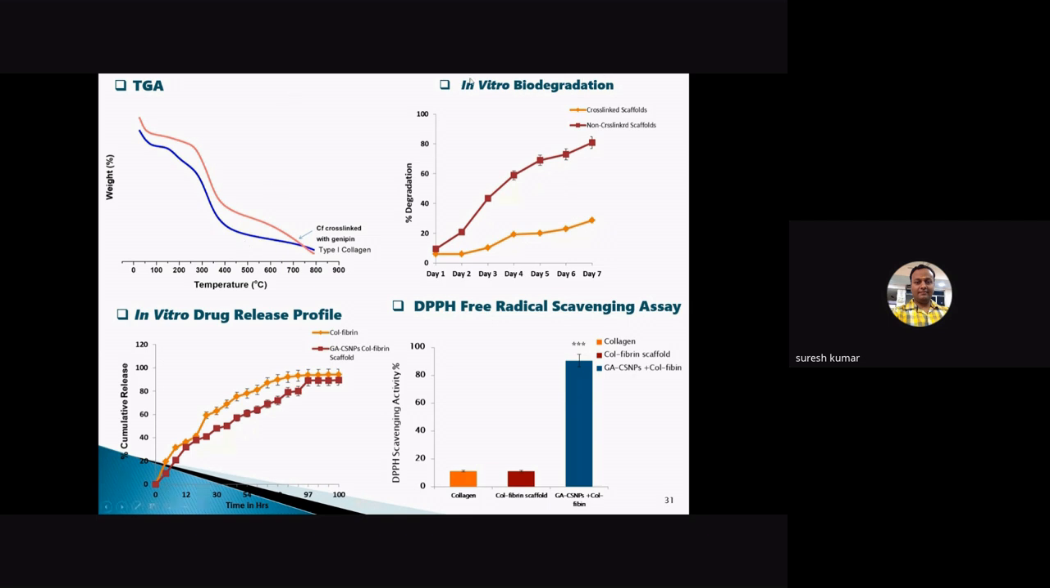So in vitro biodegradation we have done by using lysozyme, that enzyme that is present in our system. So comparing with the non-cross-linked scaffold, the cross-linked scaffold leads to sustained degradation, which could be very helpful for the material preparation. Followed by the in vitro drug release profile that was also carried out between 0 to 100 hours. We can see the sustained drug release in the gallic acid containing collagen fibrin scaffold as compared with the collagen fibrin scaffold. And we also did the similar DPPH assay in both the collagen fibrin scaffold and the polyphenol gallic acid containing collagen fibrin scaffold, showing the better efficiency of scavenging activity.